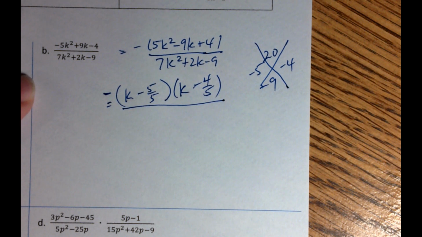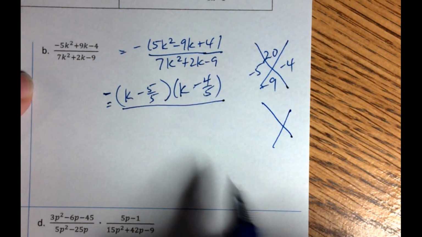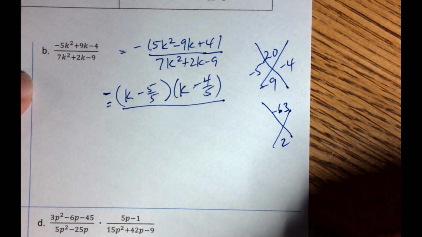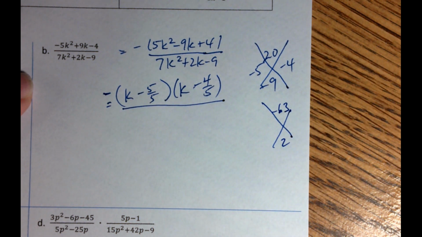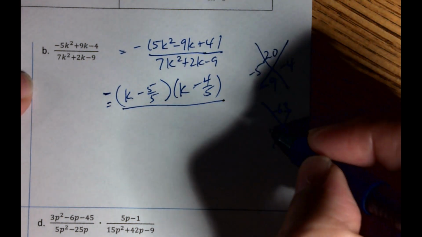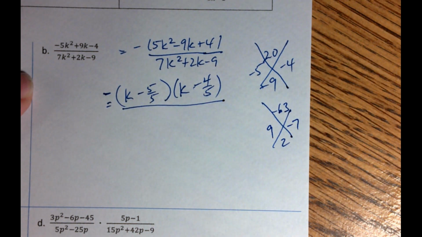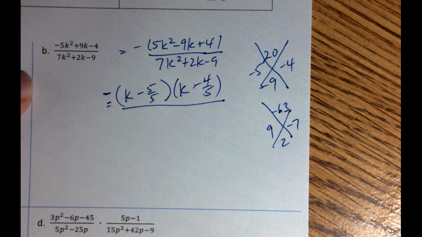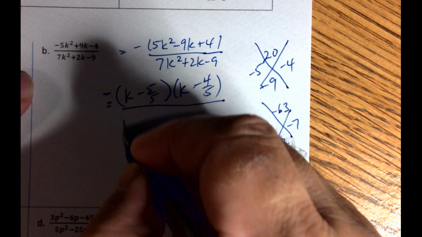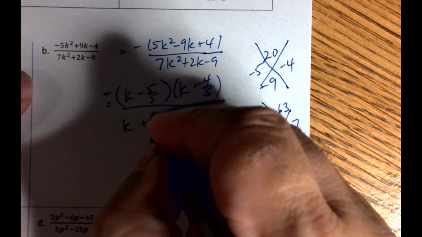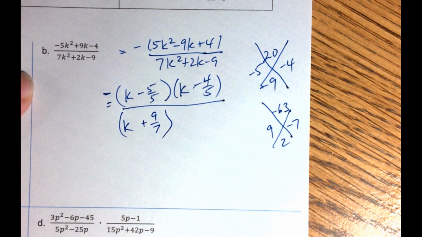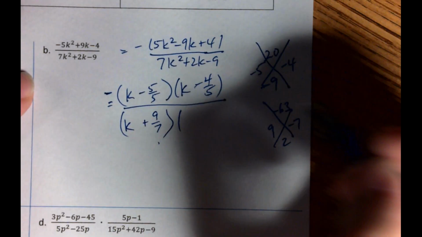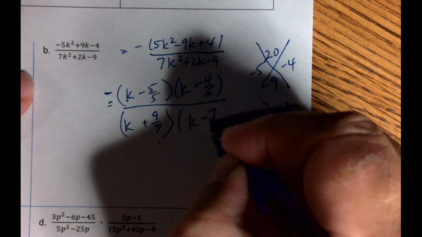Okay, we're going to do the same thing to the denominator. 7 times -9 is -63. What are the factors of -63 that combine to make 2? That's going to be 9 and -7. Right? 9 times -7 is -63. 9 plus -7 is +2. So that's going to be it. So it's k plus 9 over 7, right? The leading coefficient is 7, so I need to put that in the denominator. And k minus 7 over 7.